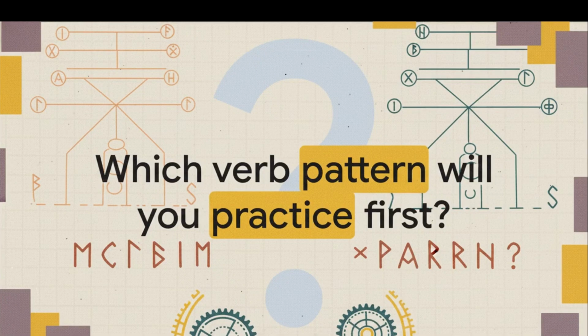So there you have it. These irregular verbs, they're not just random mistakes. They are historical fossils, and they have hidden patterns. And once you learn to see those patterns, mastering them becomes so much easier. So that just leaves me with one question for you. Which one of these patterns are you going to practice first?